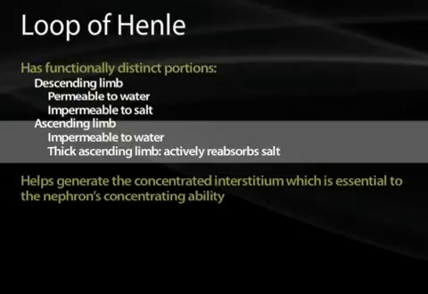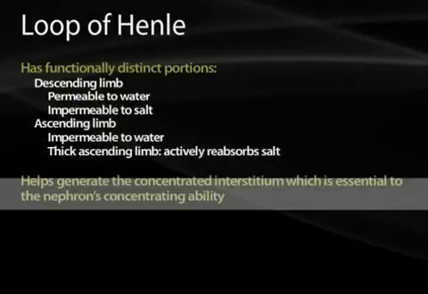This distinction is important to remember because it is this distinction that allows for the countercurrent multiplier to create the concentrated interstitium, which is essential for the nephron's concentrating ability.